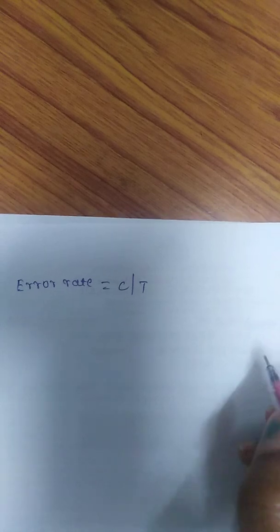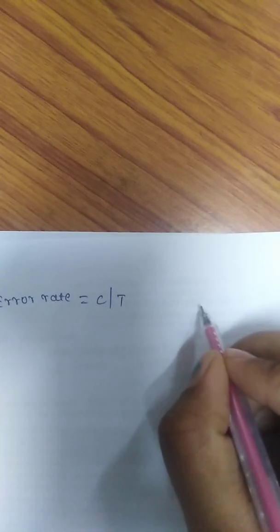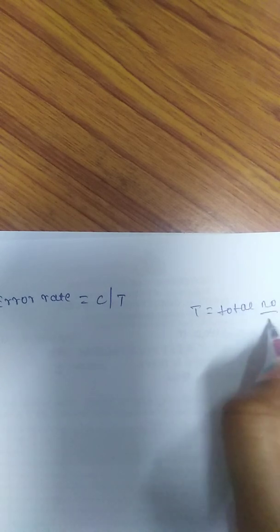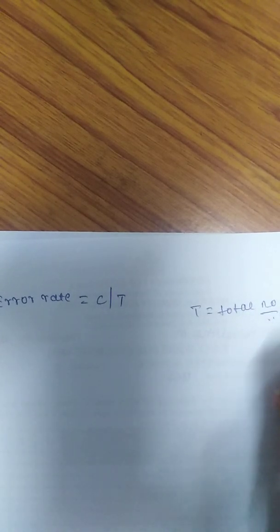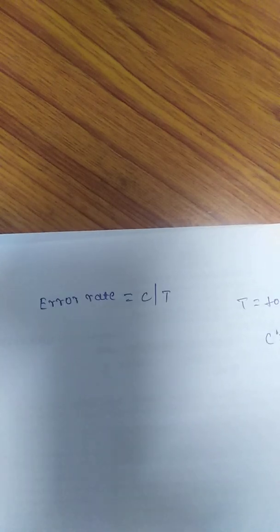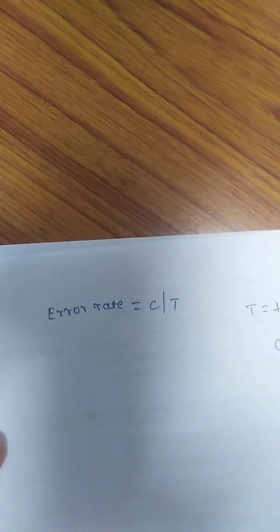Okay students, I will continue the video on error rate, how to find out the error rate. Error rate is equal to C divided by T. What is T? T means the total number of objects. C means the class. We can find out the error rate now.